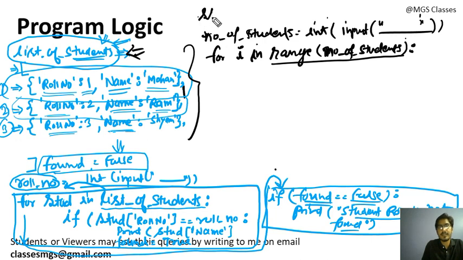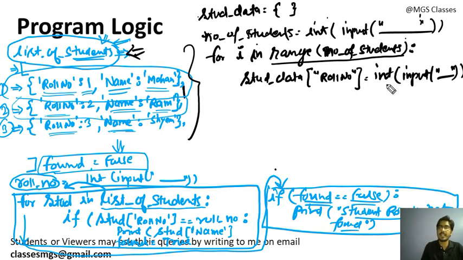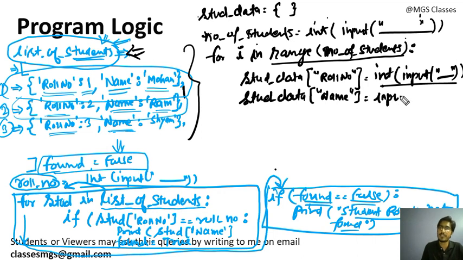Let's suppose this is the blank dictionary I am creating. I am taking the input roll number from the user into stud underscore data, using the input method. I am converting it to an integer because the roll number will be an integer. I will show a message here, any message. Then I can take the name of the student. Roll number and name I need to maintain, because as per the practical it is asked. Now the name will be a string, so I don't need to write integer before the input method.